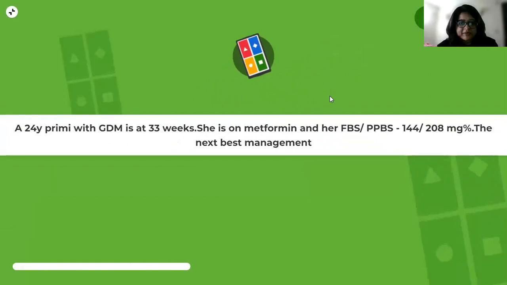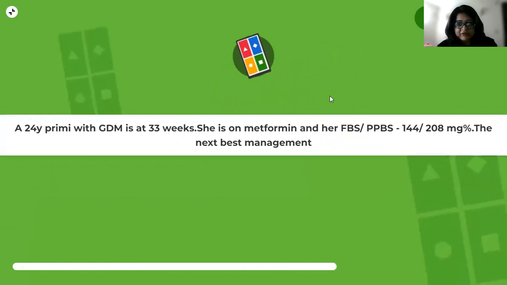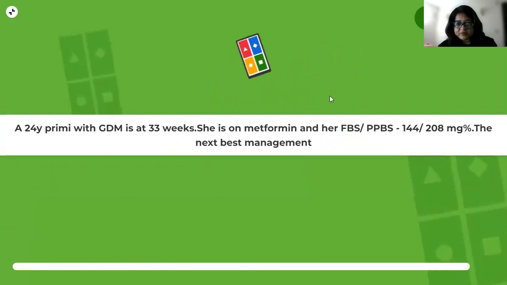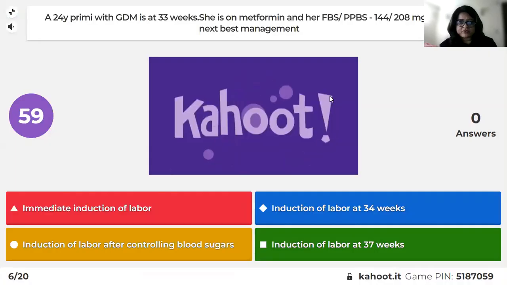24-year-old primi with GDM is at 33 weeks. She's on metformin and her FBS, PPBS is 144 and 208. What is the next best management? Will you immediately induce her at 34 weeks, induction of labor after controlling sugars, or induction of labor at 37 weeks? Again, next best management. You may think there's something else better, but amongst the options given, what would you do?